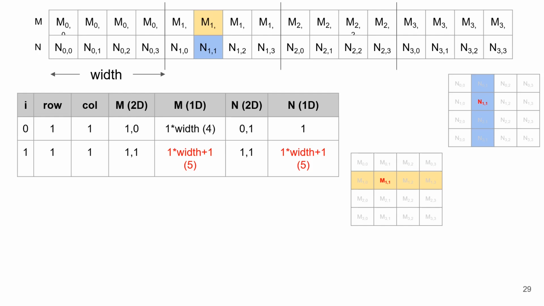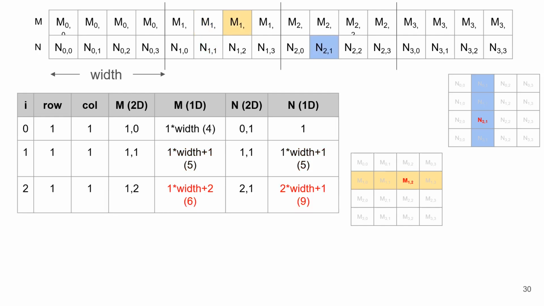In the second iteration for M11, we still have 1 multiplied by width to show that we are in the second row, and we also have to add the element position number in that row. So that is 1 multiplied by width plus 1. As you can see, the left one is the left index of M, and the right one is the right index of M in 2D representation. For N11, we can use the same reasoning, and since the indices are the same as M11, we can find the linear index as 5.